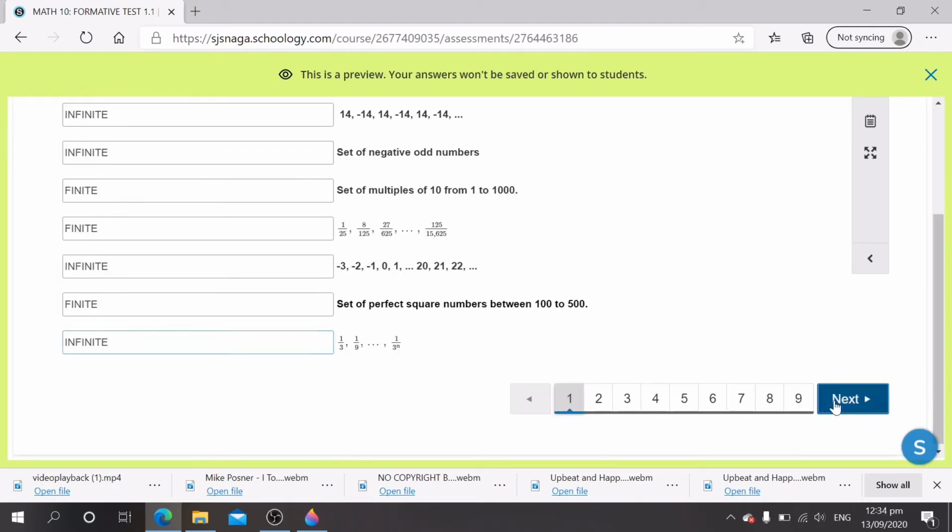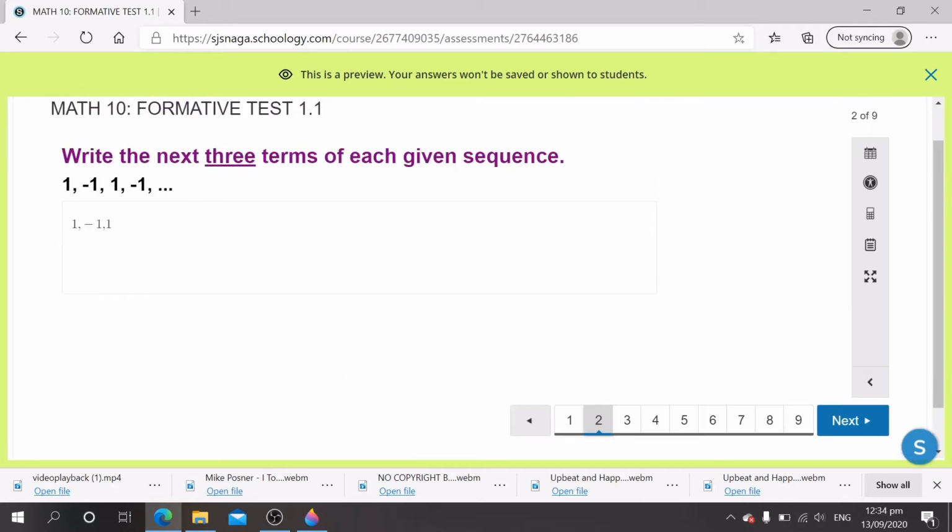Next. Dito naman, we are asked to find the next 3 terms. So just look at the patterns for you to identify the next 3 terms. Dito, lahat sila 1, just with alternating signs. Ito, positive, negative, positive, negative. So yung susunod, positive, negative, positive. Lahat yung 1. Kaya yan yung sagot natin.